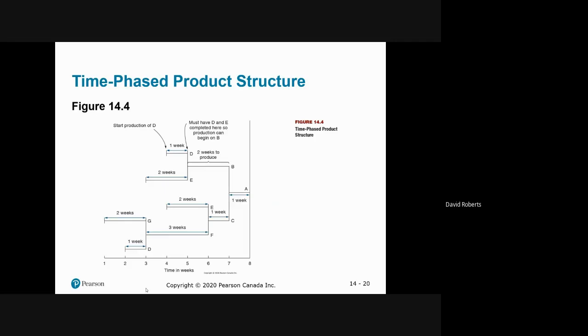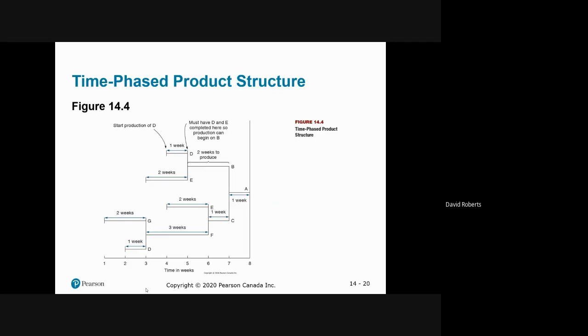What happens in week 4? You need to start making production of D, as you can see at the top. And you also need to start making E. F is WIP, and so is E, because it's partially done. What happens in week 5? D and E are completed, so they can start producing B. And E and F are still in work in progress.